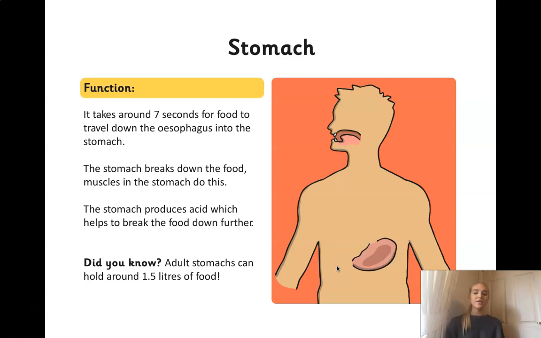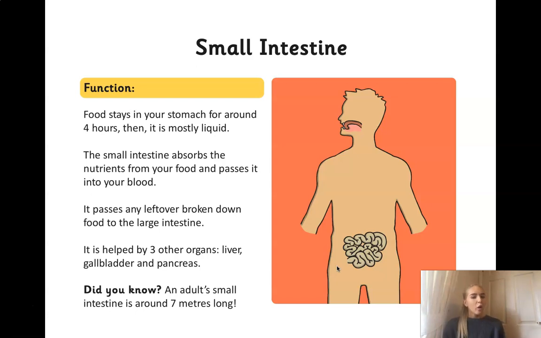When your food is in your stomach area, the stomach has lots and lots of acids and muscles to break down the food. So it helps to really break down the food further. And did you know, adult stomachs can hold around 1.5 litres of food. That is a lot of food that our stomachs can hold. When your food is in your stomach, it stays there for 4 hours. And by that time, it's mostly liquid.